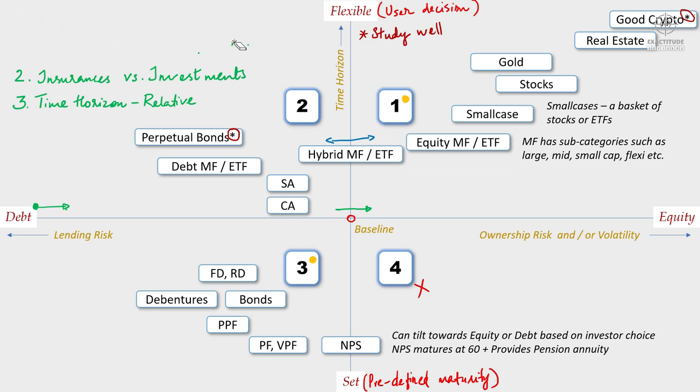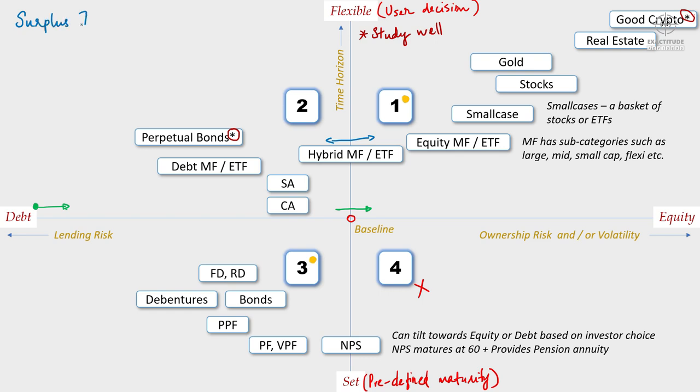Now let's go back to the original question. What will you do with your surplus funds? Say you have got 2 lakhs rupees as annual bonus. You have to follow just simple 3 steps. First, assess your current portfolio and understand its spread.